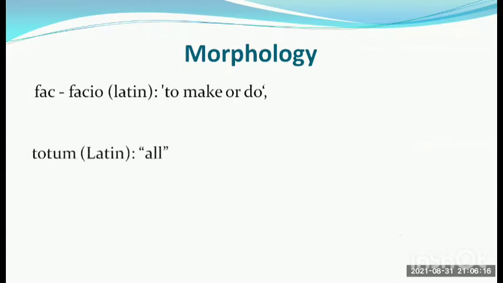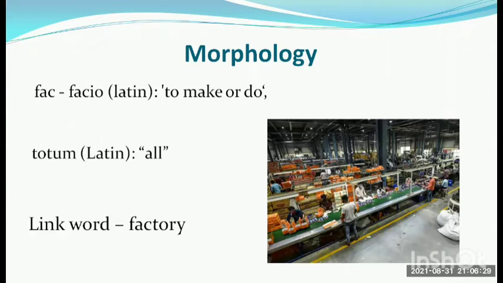What is the morphology? Now, fact comes from facio. Facio is a Latin word. It means to make or do. And the other part is totum. Fact means to make or do, you got it. Totum in Latin means all. So to make all, to do all, means to do all stuff.